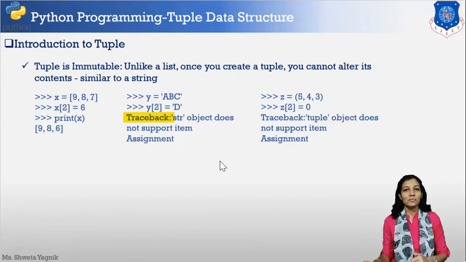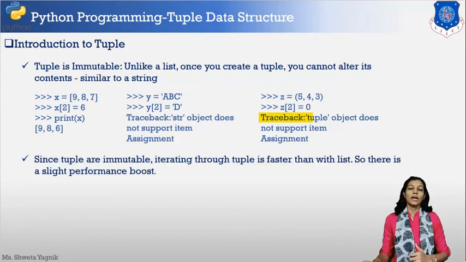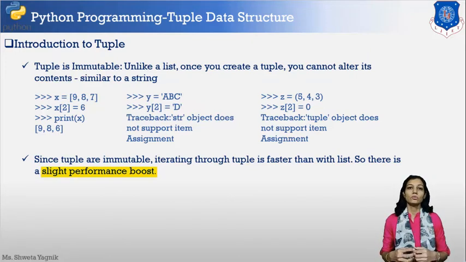Similarly, in case of tuple, the error we are getting is a traceback. If we attempt to alter any of the elements in this example, it will give me a traceback error. So the advantage of this immutable nature of the tuple is performance, where it is a really easy performance boost if we use tuple in order to iterate.